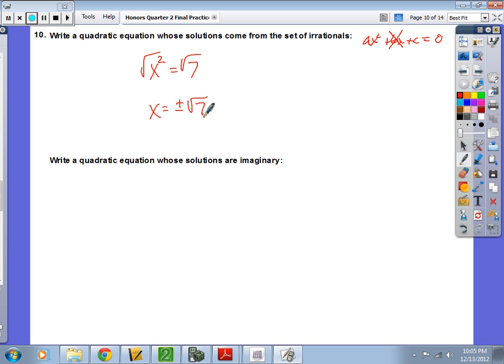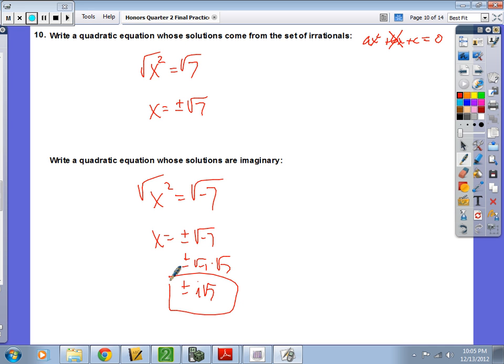Okay, now write a quadratic equation whose solutions are imaginary. I could do the same thing. I'm gonna definitely ditch this guy, the bx. And I'm just gonna go x squared equals a minus 7. So what number times itself is gonna give you a minus 7? Undo the square, undo the square. X equals plus or minus square root of a negative 7. So it's going to be plus or minus square root of a negative 1 times square root of 7, plus or minus i times the square root of 7. That's imaginary.